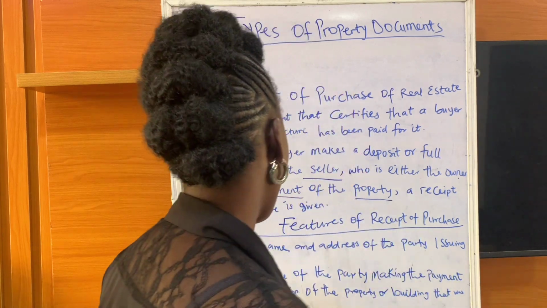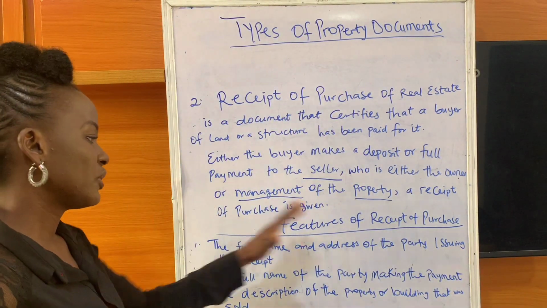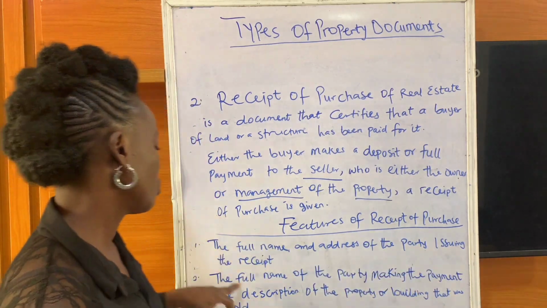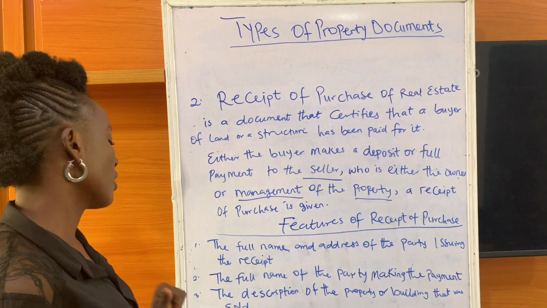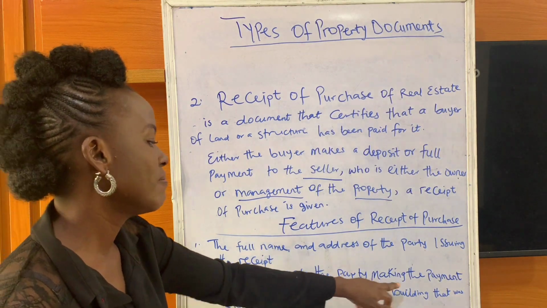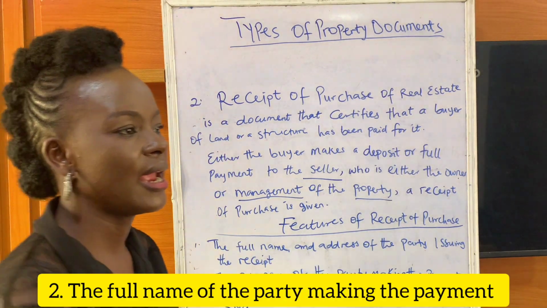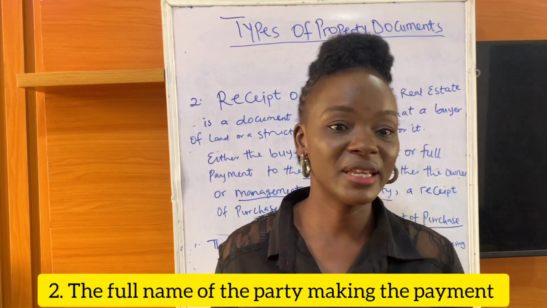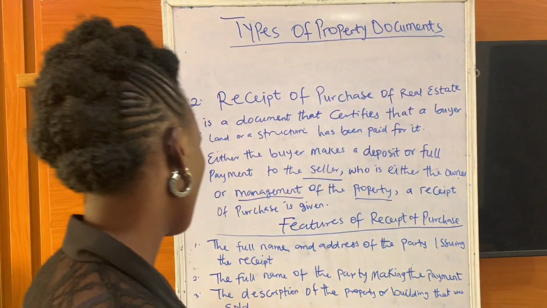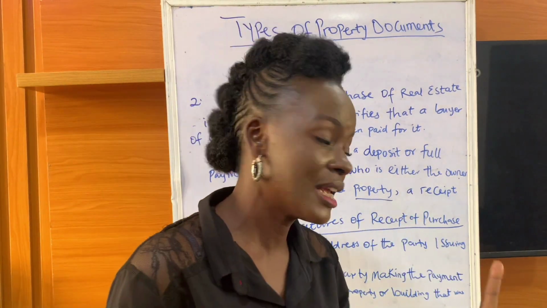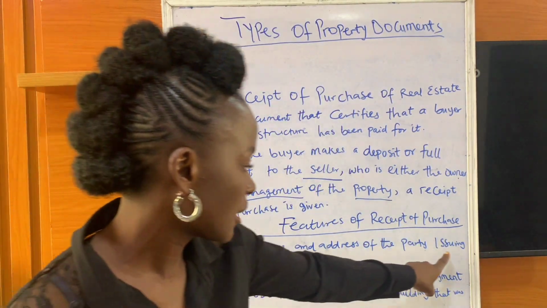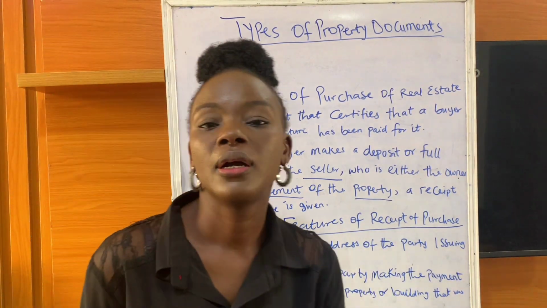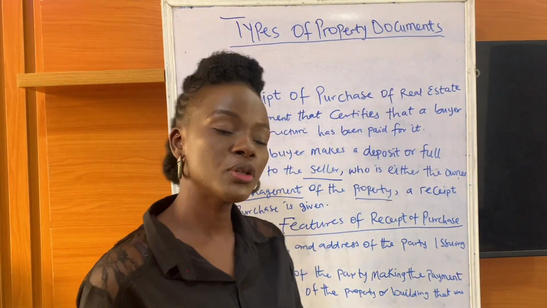All right, so I move on to the features of the receipt. Like I said, the full name and the address of the party issuing the receipt. The second is the full name of the party making the payment. Mr. A is buying from Mr. B, so Mr. B's address must be on the receipt, while Mr. A, who is buying, the name and the amount being paid must be on the receipt.